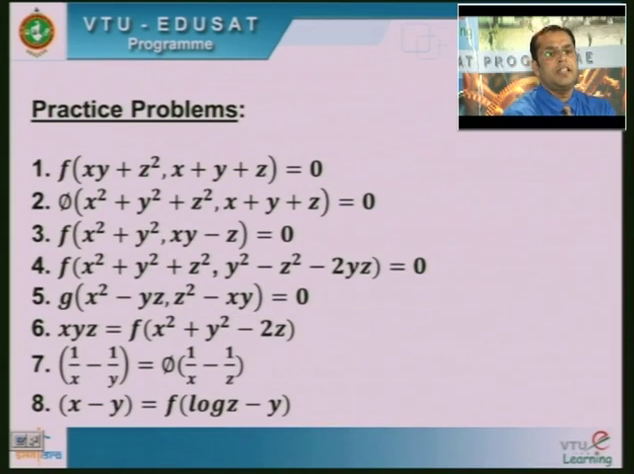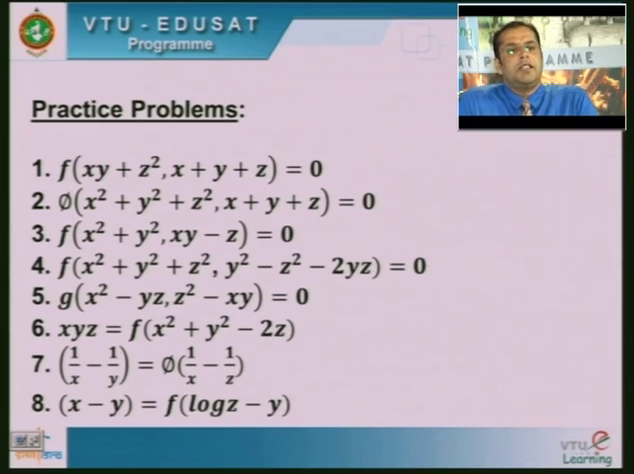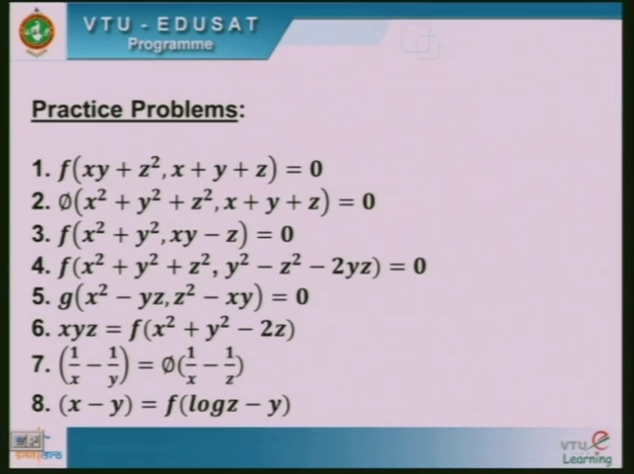Now, I end this lecture with a few practice problems which are on display. So, friends, in today's session we have seen the formation of a PDE by the elimination of a single function f from two types of relations. First, when the relation is in the form u equal to f of v, and the second when the relation is in the form f of u comma v equal to 0.